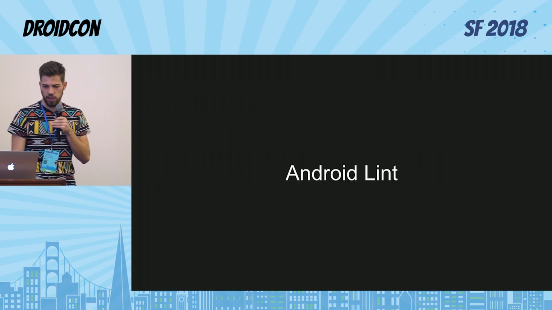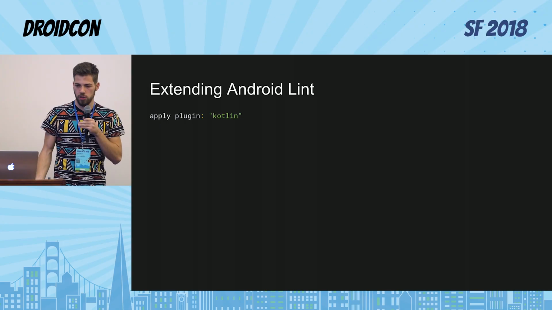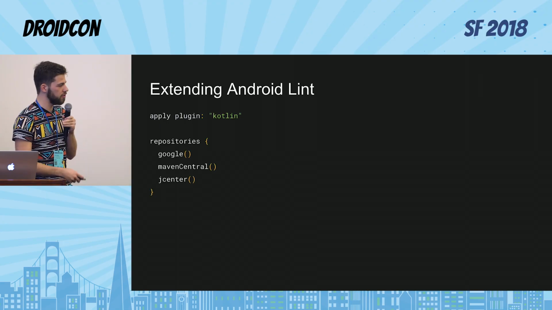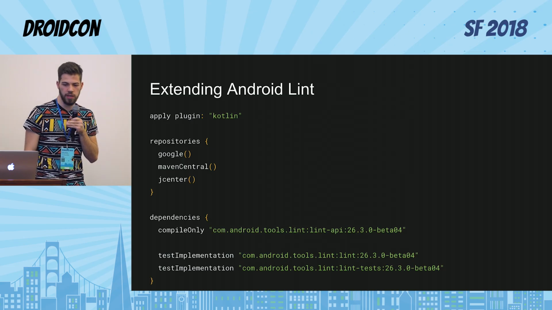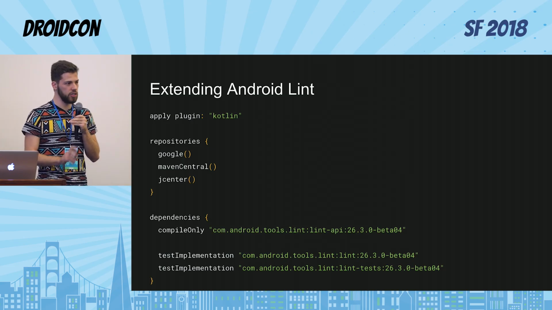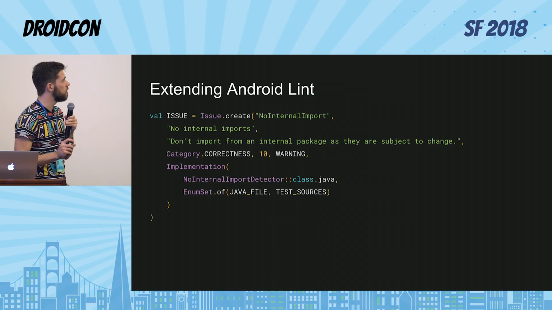So how does it look in Android Lint? We need to create a new module. It's a Kotlin module. We need the repositories for retrieving the dependencies. And then the dependencies are Lint API. For testing, they also have special testing support. And then the first thing we start doing is we create an issue.